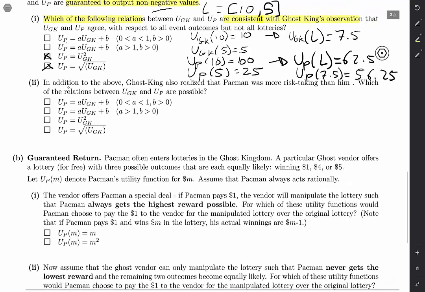Now we look at part 2, where we're trying to find which one makes Pac-Man more risk-taking. So being more risk-taking means that you would prefer the lottery over the expected value of the lottery. So as we saw from the previous part, that was the third option, where Pac-Man prefers 62.5 over 56.25, or the utility for the lottery is 62.5, even though the expected value of the lottery would give Pac-Man a utility of 56.25.